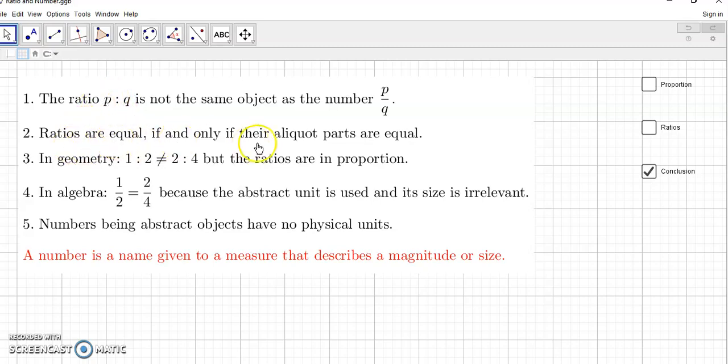So ratios are equal if and only if their aliquot parts are equal. What are their aliquot parts? The antecedent and the consequent. In geometry, 1 to 2 is not equal to 2 to 4, but they are in proportion. Now in algebra, 1/2 is equal to 2/4 because the abstract unit is used, and its size is irrelevant. So 1/2 is equal to 2/4 is equal to 4/8, or any other fraction that would reduce to 1/2. So numbers, being abstract objects, have no physical units. And a number is a name given to a measure that describes a magnitude or size.